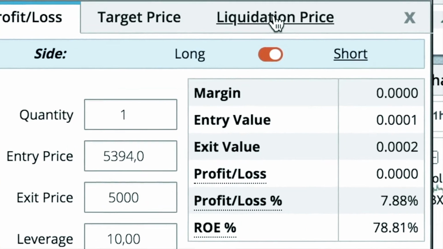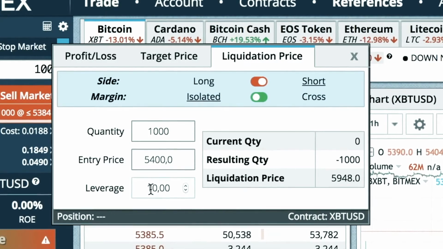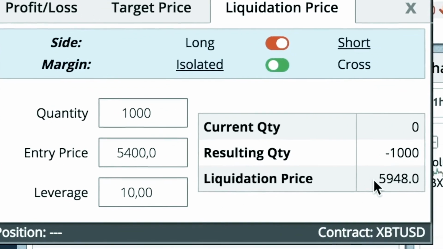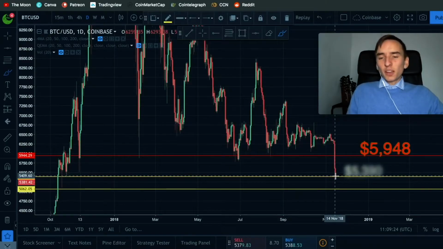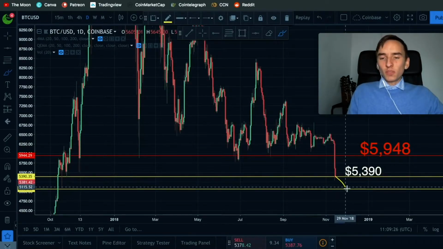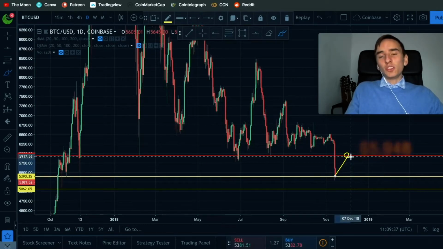And let's see what our liquidation price would be. Let's push here. Short 10x leverage. Liquidation price would be at $5,948. What we want is the price from our entry price to go down here, because that means that we will make a profit. But if the price actually goes up from here and reaches the liquidation price, our position will actually get liquidated and we'll lose this whole position.